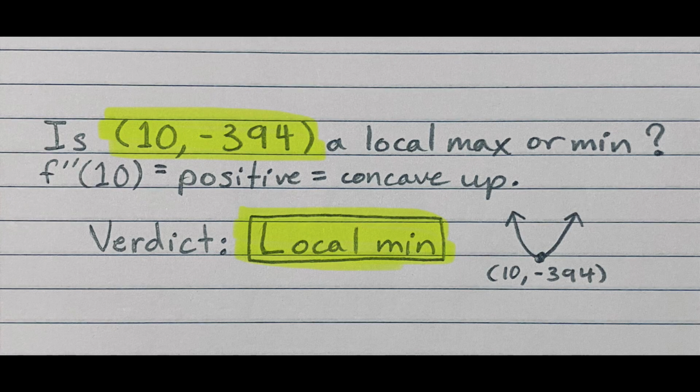And for the other point, is 10, negative 394 a local max or min? Well, you can do the same test. So if you find the second derivative and plug in x equals 10, you'll get a positive number, and that means it's concave up, which means it's a local minimum. So those are our 2 answers for problem 1.